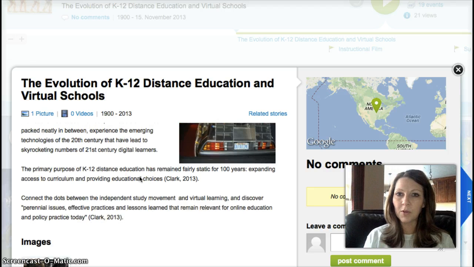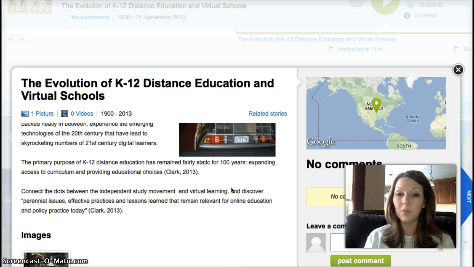This is interesting. The primary purpose of K-12 distance education has remained fairly static for 100 years. The purpose? Expanding access to curriculum and providing educational choices. Connect the dots between independent study movement and virtual learning and discover some of the perennial issues, effective practices, and lessons learned that remain relevant for online education and policy practice today.